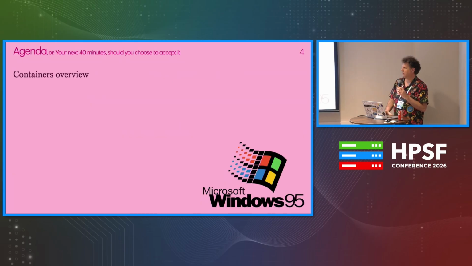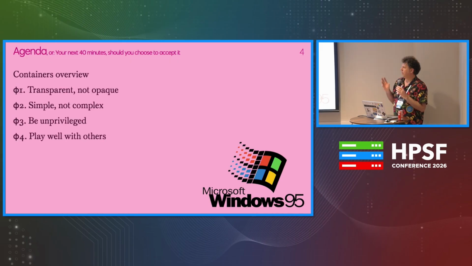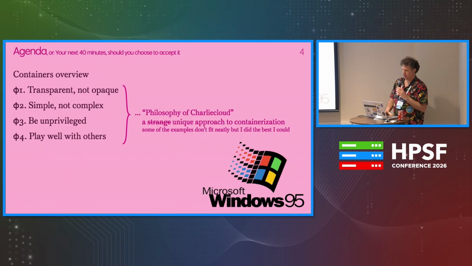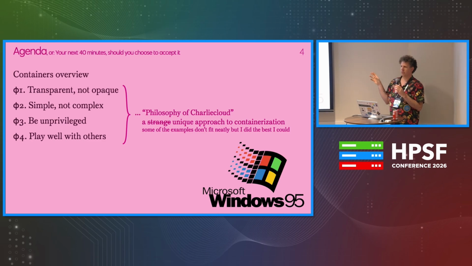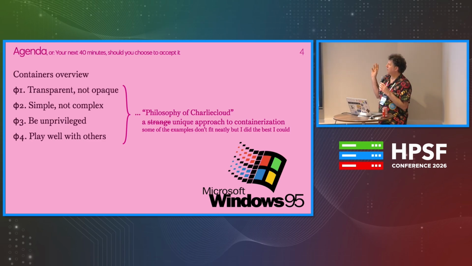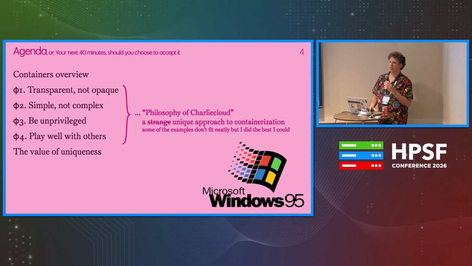Okay, so then what are we going to be talking about for the next 40 minutes or so? I'll talk a little bit about how containers work, bring people up to speed. This is what we call the philosophy of Charliecloud, so this will be the meat of the talk. This is a kind of unusual approach to containerization, and we'll talk about that. Some of the examples aren't quite as tidy a fit as I might have hoped, but they should make a reasonable amount of sense, and then talk about why I think there's value in being unique.